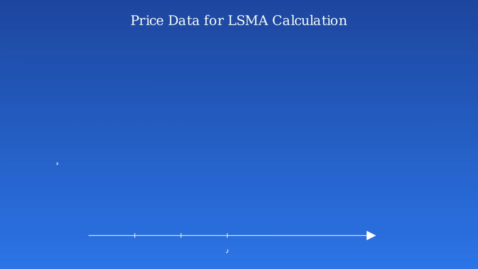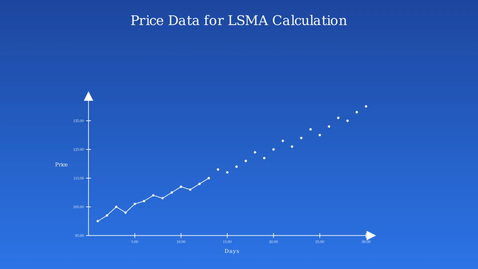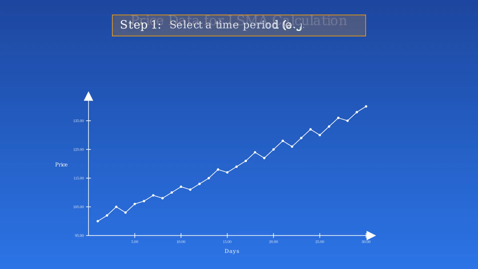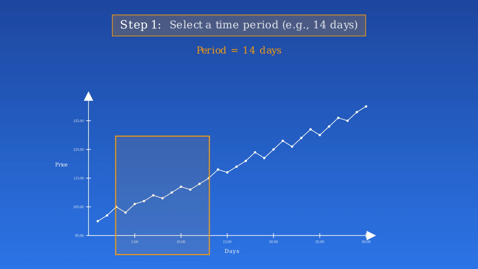Let's walk through the process of calculating a least squares moving average in trading. We'll use this sample price data to demonstrate each step in the LSMA calculation process. Step 1. Select your time period. For our example, we'll use a 14-day LSMA. This means we'll analyze 14 days of price data for each calculation point.